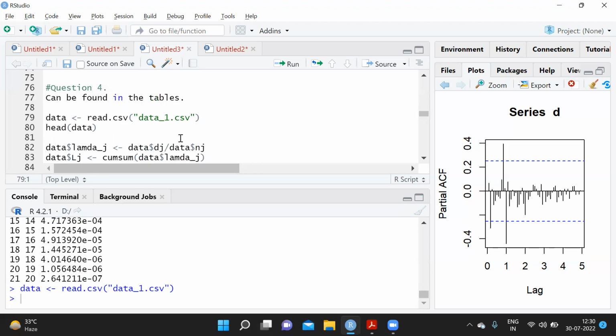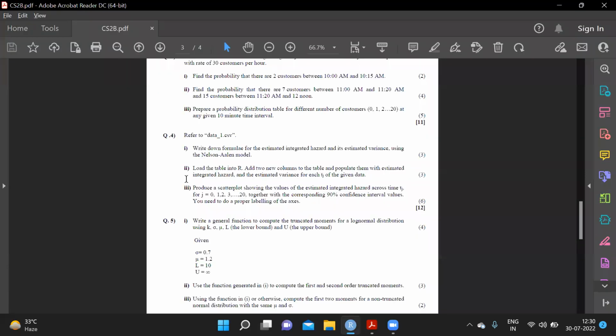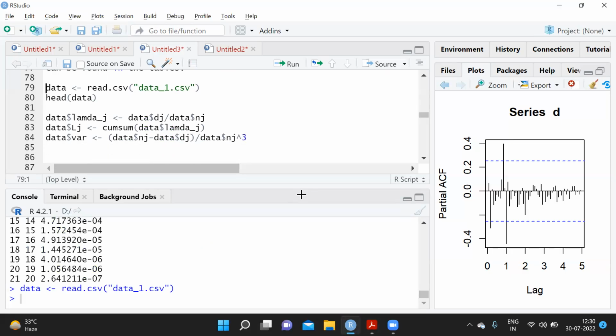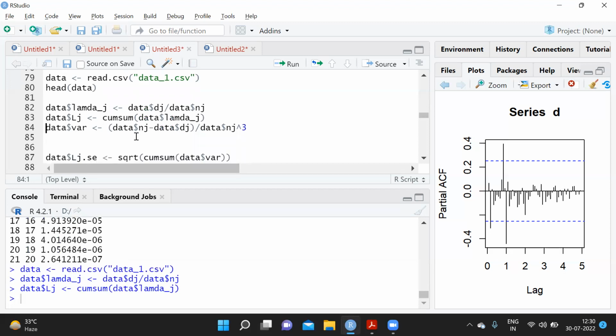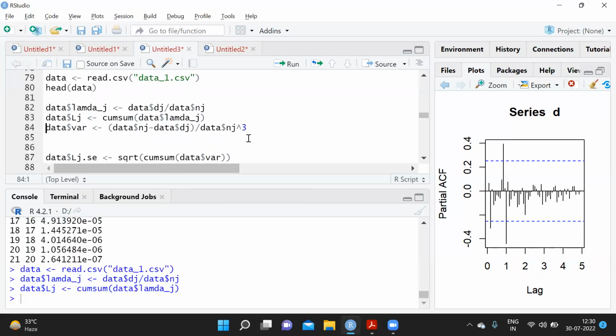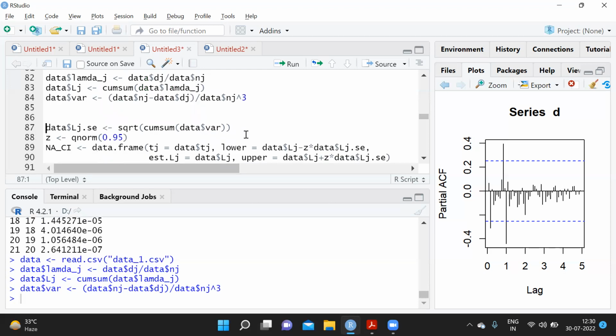Okay, so then we'll find, load the data into R, add 2 new columns to the table and populate the estimated integrated hazard and the estimated variance. So, lambda j is data$dj by data$nj, and integrated hazard is the cumulative sum of data$lambda j. Then we have the variance. Variance is (nj minus dj) dj by data$nj whole cube.